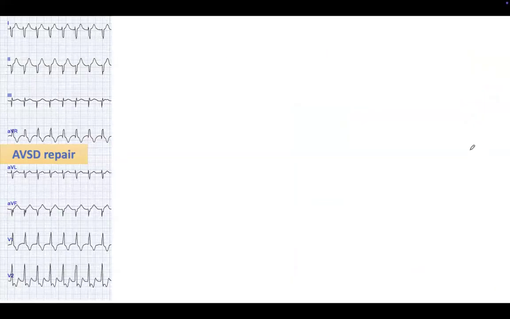So for example, this is an ECG for a patient who underwent AVSD repair. When someone undergoes AVSD repair, would you expect bundle branch block? Yes or no? VSD repair, maybe VSD closure. What might the patient get after VSD closure? Maybe heart block.